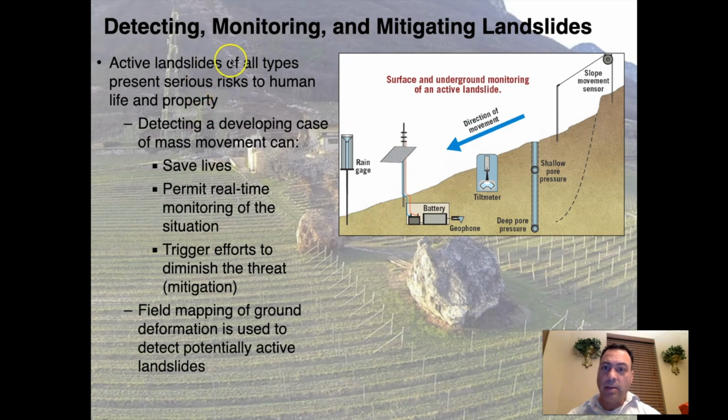So active landslides of all types present serious risks to human life and property. And it's a very serious risk. Detecting a developing case of mass movement can, one, save lives. It can permit real-time monitoring of the situation. It can trigger efforts to diminish the threat, what we call mitigation. And there are different ways that you can mitigate a landslide. For example, you could put pipes into the landslide and drain the water out to remove some of that mass that might be building up and causing it to slide in the first place. There are different things that you can do, right?